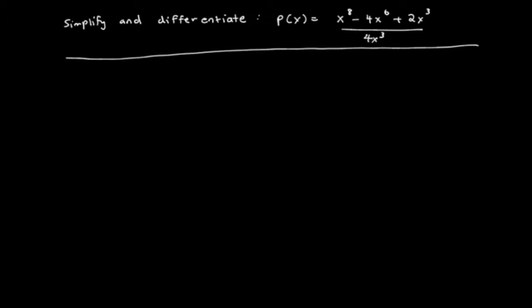Alright, let's simplify and differentiate the following function, p of x. So p of x is equal to x to the power 8 minus 4x to the power 6 plus 2x cubed, over 4x cubed. Now you can notice here that 4x cubed is dividing all of these terms. So I'm going to simplify this out. And I'm going to rewrite my function as x to the power 8 divided by 4x cubed minus 4x to the power 6 divided by 4x cubed plus 2x cubed divided by 4x cubed.